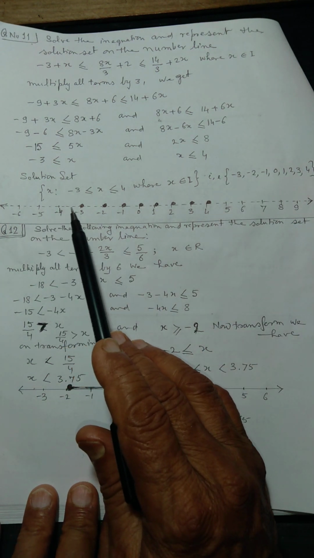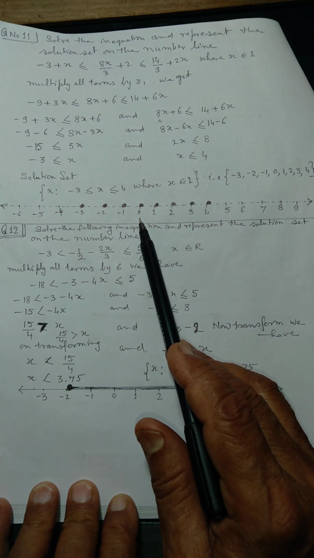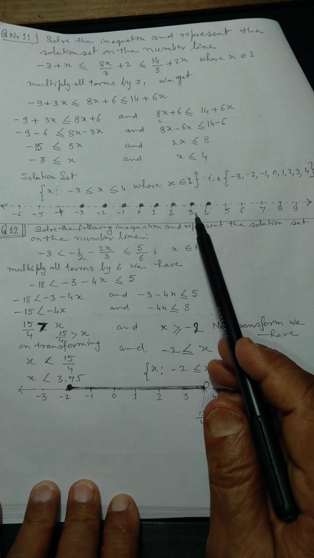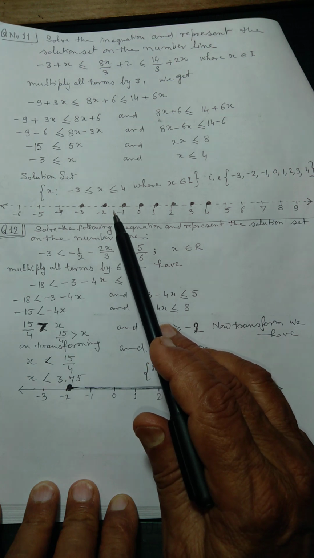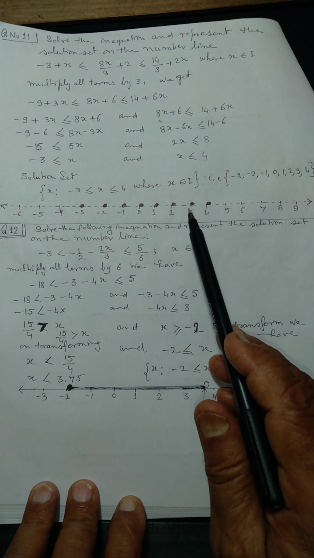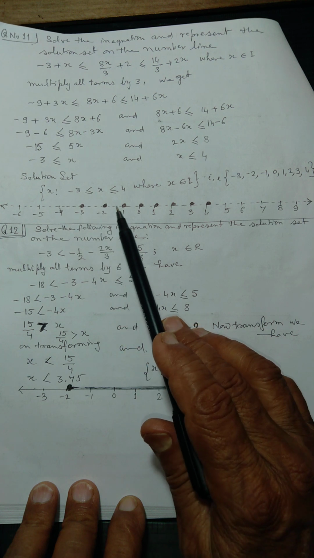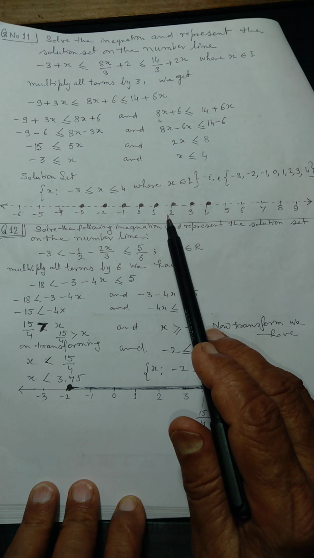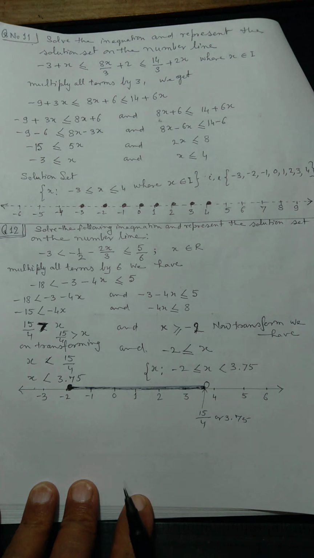So on the number line graph you can see this is the minus 3, minus 2, minus 1, 0, 1, 2, 3, 4. Because I have shown the point with the darkened circle, and these are the integers because the x belongs to integer, I have not darkened the line. I have darkened only the points, the integers which are coming in the solution. Now proceed to question number 12.